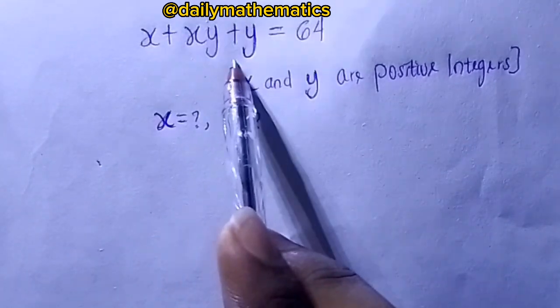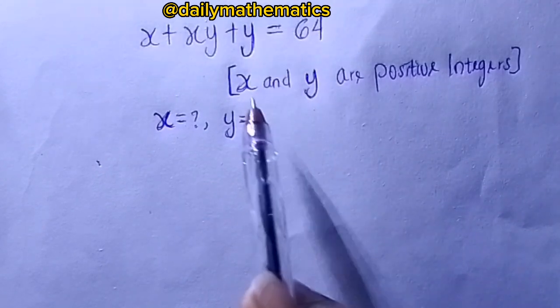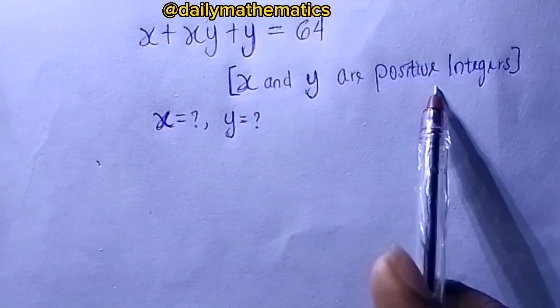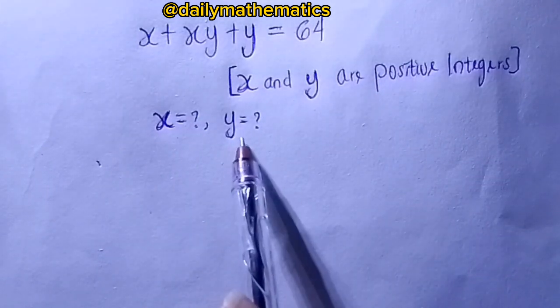plus xy plus y equals 64. x and y are positive integers. Find x and find y.